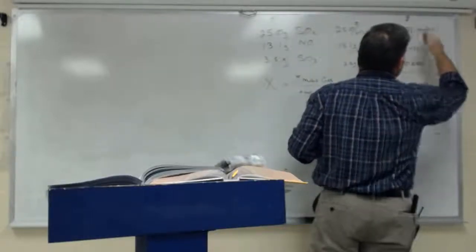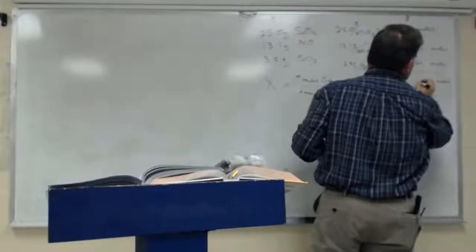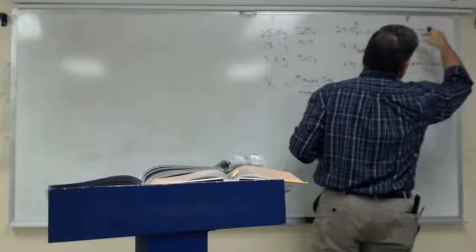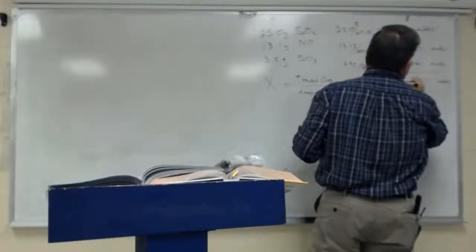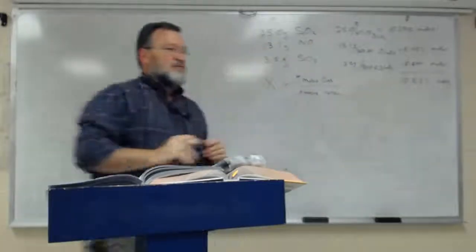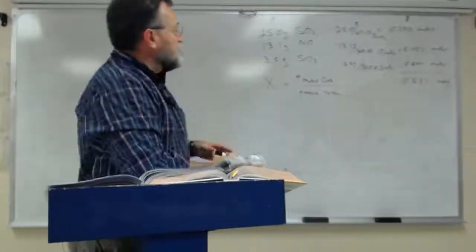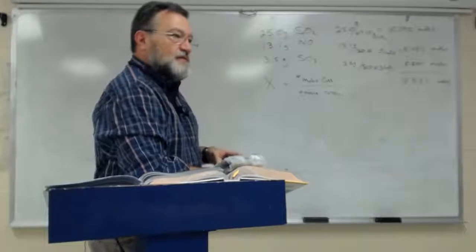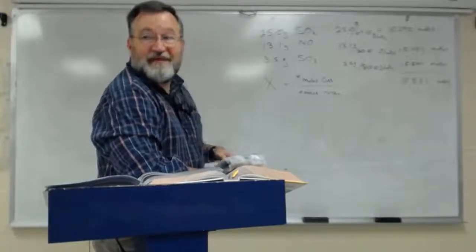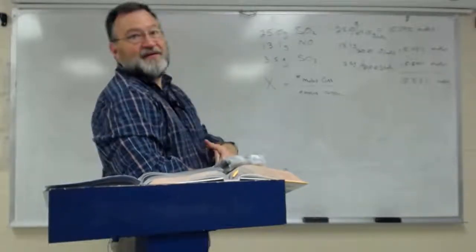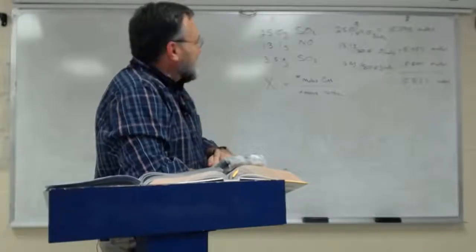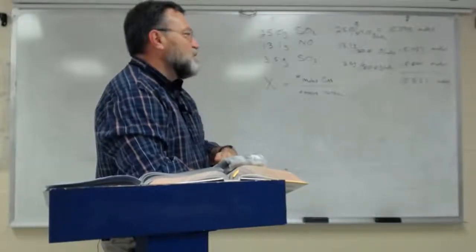10, 7, 8, 10, 11, carry the 1, 10, 11, 12, 13, 14, 15, 16, 17, carry the 1, 4, 8. So now they match. 0.871. See? I still use counting up when I do addition. I count it up, and we have 0.871 moles total.